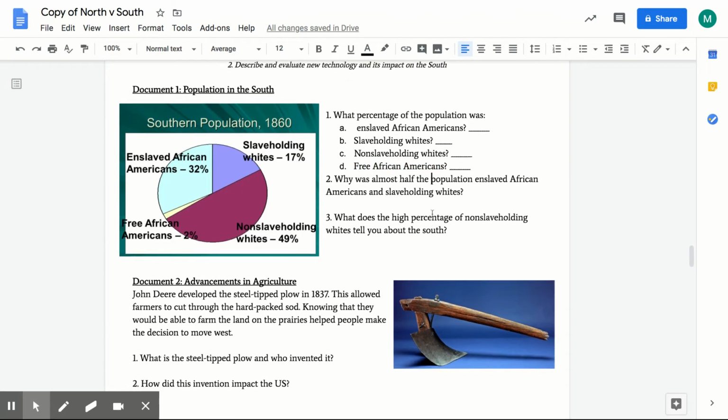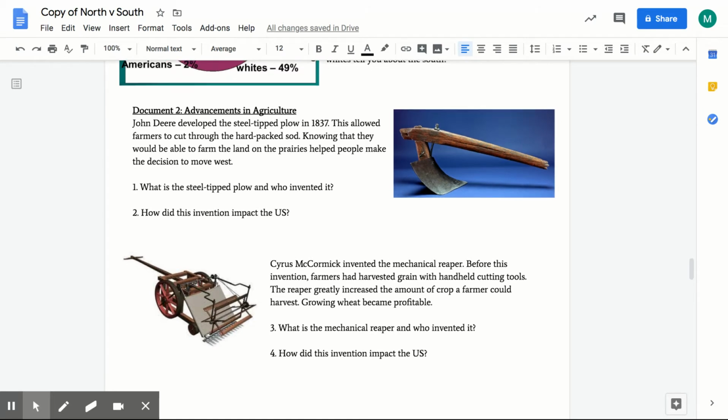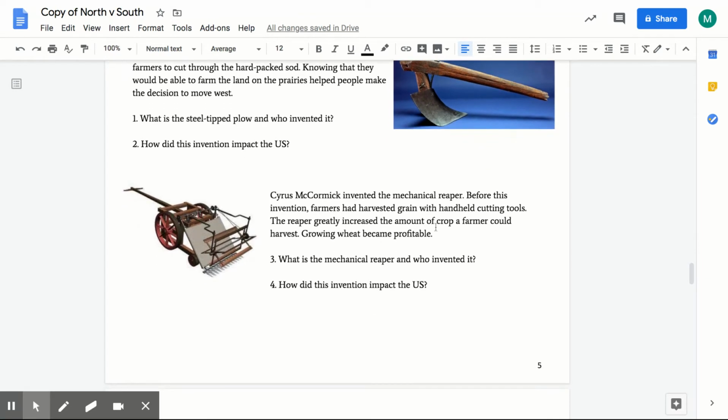All right, moving along here. Then we're going to talk about some advancements in agriculture. We talked about technological advances that really helped the North yesterday. These technological advances are really going to help the South. You're going to see this steel-tipped plow and the mechanical reaper. Scary.